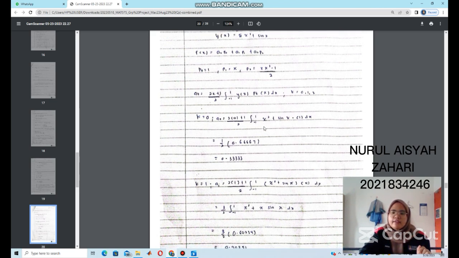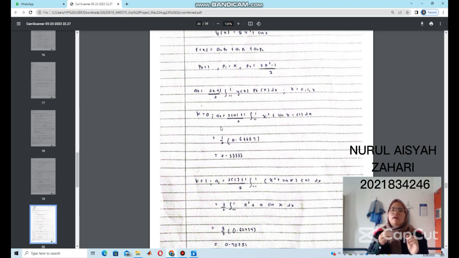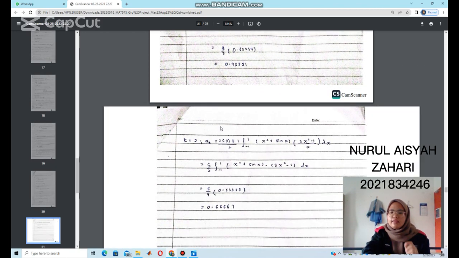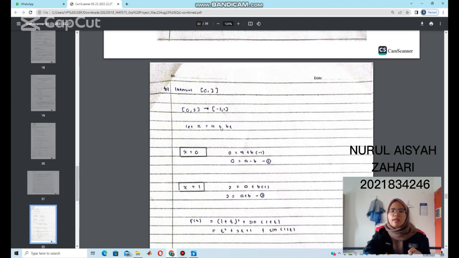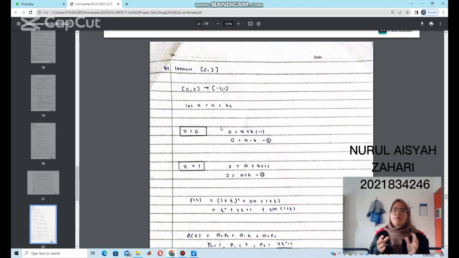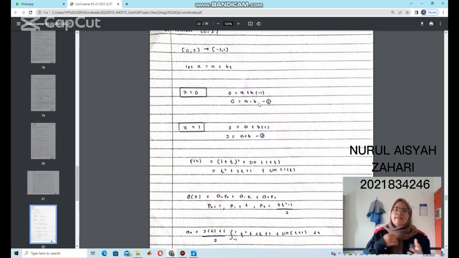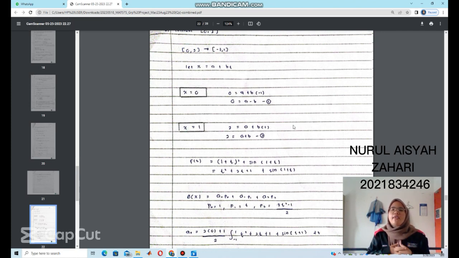So I need to integrate from -1 to 1. In this part, at a0 I assume k equal to 0, at a1 k equal to 1, and at a2 k equal to 2. And lastly, at b, equation 3b, interval 0 to 2, I let the value of x equal to a plus bt. So I need to change the value of t to get equation 1. I change t equal to -1, and for equation 2 I change t equal to 1.